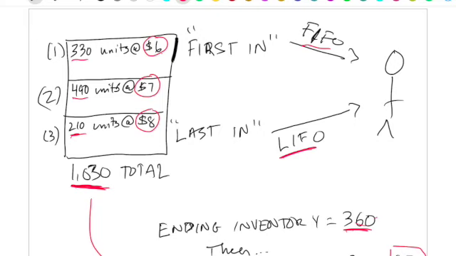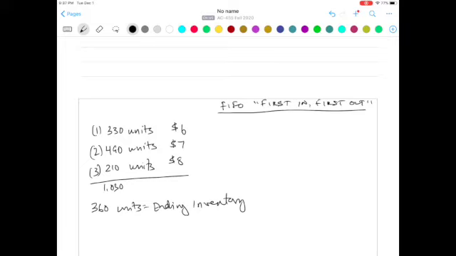Now we're going to step through the mechanics of computing first in, first out versus last in, first out. And what we're going to end up doing is computing the cost of the ending inventory. Okay, let's first take a look at FIFO. FIFO assumes that the first units that were purchased, the first units in, are the first units that were sold. And remember, this is a costing method. It's a way to systematically price our inventory that was sold and the inventory that is remaining. So we're told that 360 units is our ending inventory. Well, we know that we had 1,030 units total, okay?